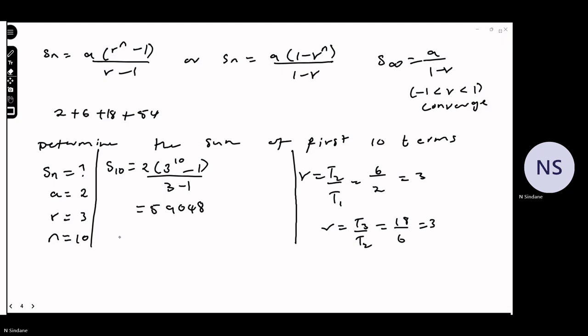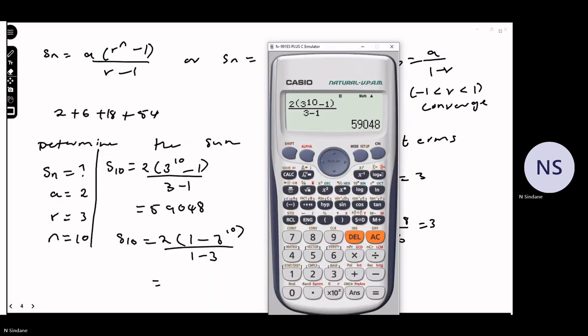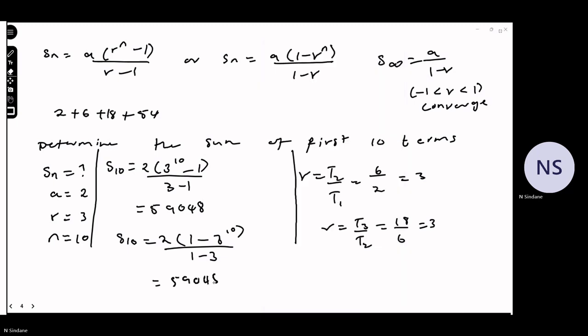Let's check S10 is equal to 2 times (1 minus 3 to the power 10), divided by 1 minus 3. This should give us the very same solution. Let's check. Exactly the same solution: 59048. See, exactly the same solution as we got.